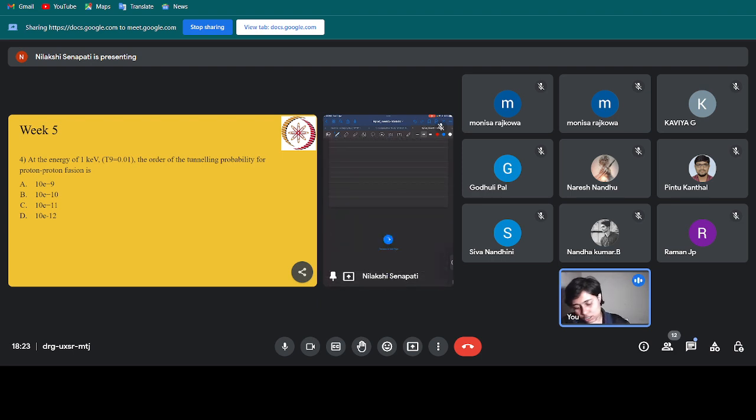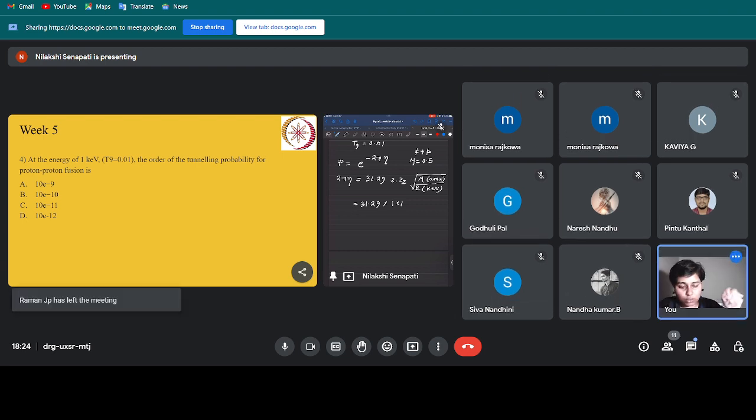For a pp reaction, let me write what 2 pi eta is, which I also wrote in the previous class. It is 31.29 z1 z2 times the square root of mu over E, where mu is in AMU unit and E is in keV unit, and the energy given to you is also in keV. So it will be 31.29 into 1 into 1, because it is a pp reaction. Mu is 0.5, that is 1 times 1 by 1 plus 1, which is 1 by 2, equal to 0.5.